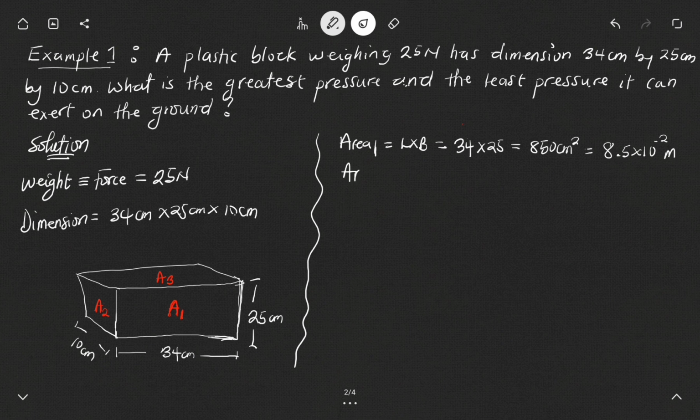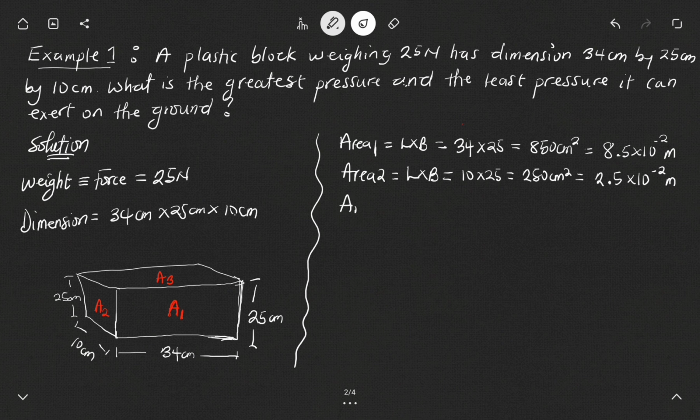So let's look at area 2. For area 2, we'll have length times breadth as usual. The length over here is 10 centimeters. The breadth is the 25 over here. So we have 10 multiplied by 25, and that will give us 250 centimeters squared. We divide that by 10,000 and we get 2.5 times 10 raised to the power minus 2 meters squared.